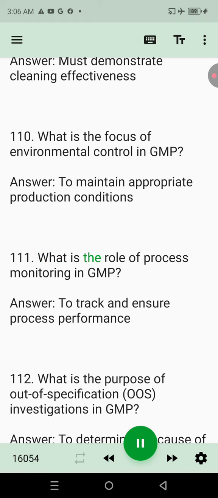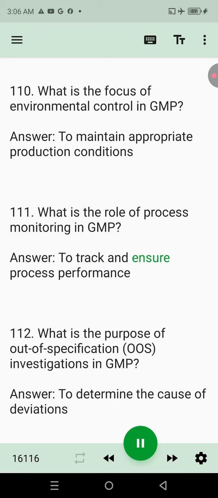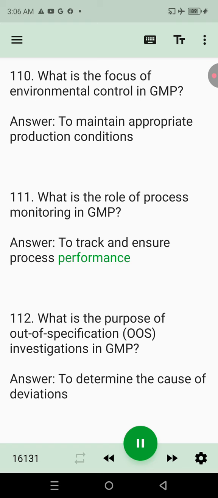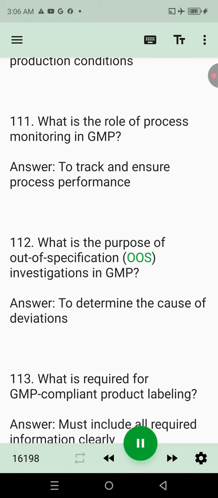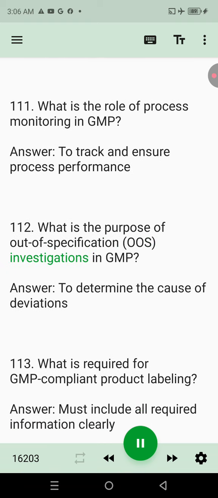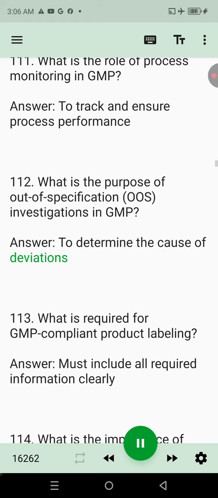111. What is the role of process monitoring in GMP? Answer: to track and ensure process performance. 112. What is the purpose of out-of-specification (OOS) investigations in GMP? Answer: to determine the cause of deviations.